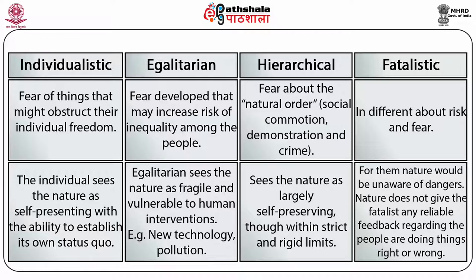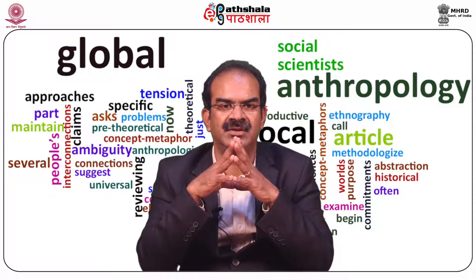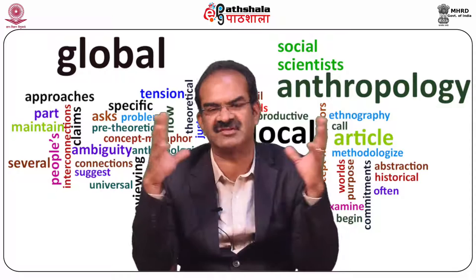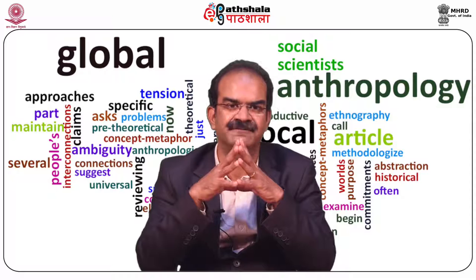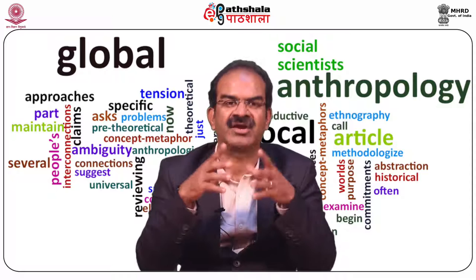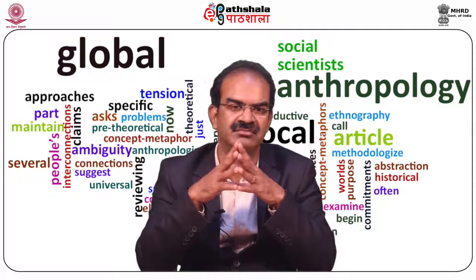Again, coming back to the egalitarian, because they see egalitarian as people having equal status, and there is no social control and all. But nature is very fragile and it is bound for interventions. Where new technology comes up, there could be some sort of pollution, and there should be some kind of changes taking place in the society.